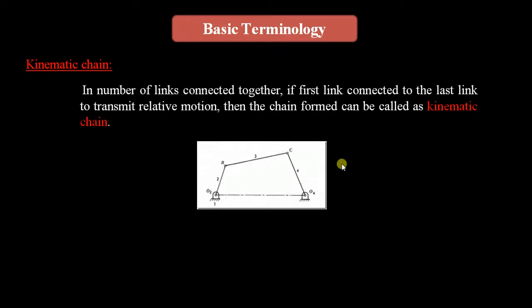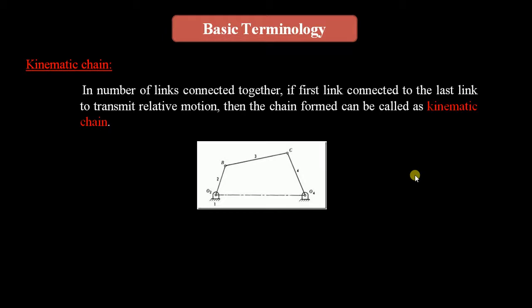The example we can consider is the four bar mechanism, which consists of four links, all connected with pin joints only, which allow the turning motion, leading to turning pairs only. When you consider these four bars, the first link is connected to the last, fourth link, so the chain formed can be called a kinematic chain.